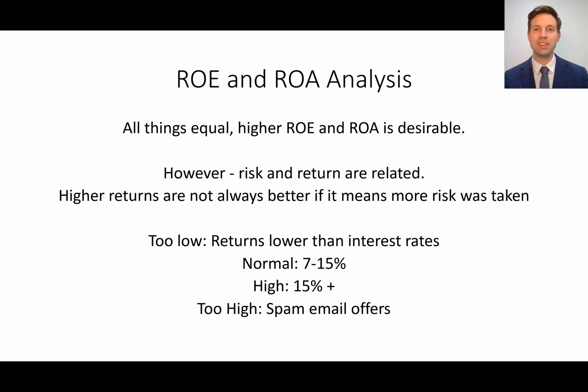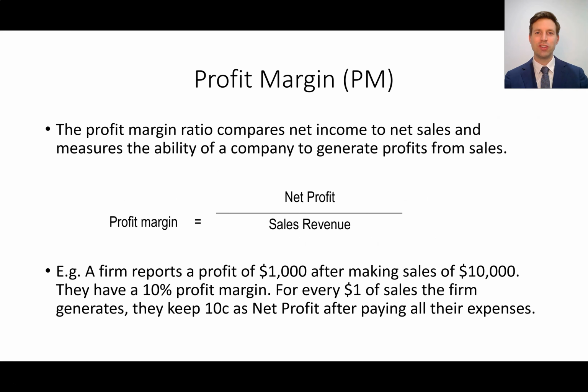Very, very risky endeavors. Another profitability ratio is the profit margin. The profit margin is the firm's net profit divided by their sales revenue. And it indicates for each dollar of sale you make, how much do you actually keep as net profit after you've paid off all your expenses. So it measures the ability to generate profit from the sales you make.